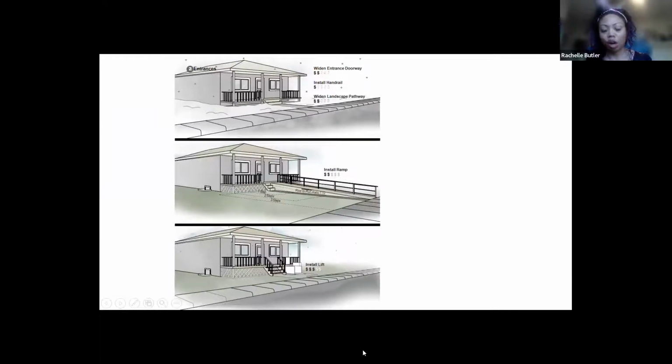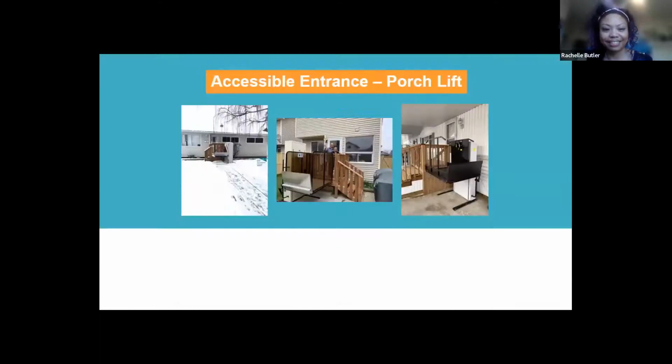Then our options would be a porch lift. Now, these drawings here were created by Caitlin Woods, architecture student from the University of Calgary, through a project that we all worked on together in conjunction with City of Calgary. And she has shown here the different kind of trade-offs that we have as far as installing a ramp at an entrance or installing the lift. Now, with the lift, you could go to the next slide, please.